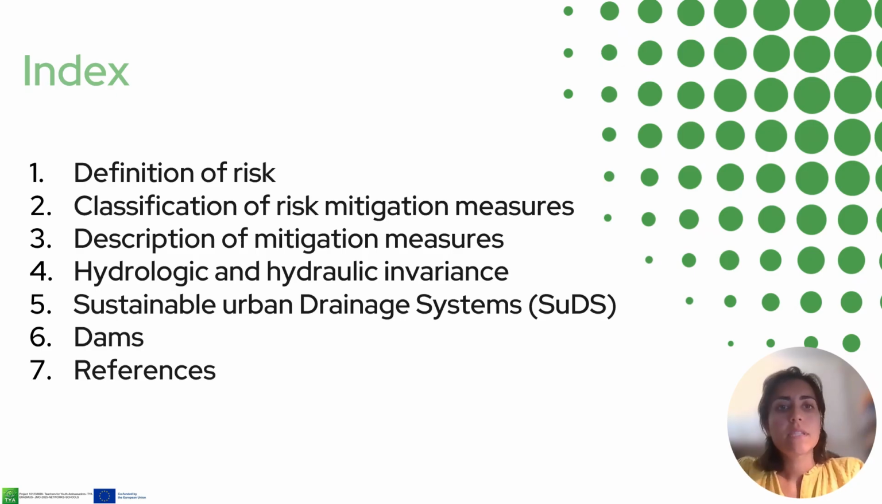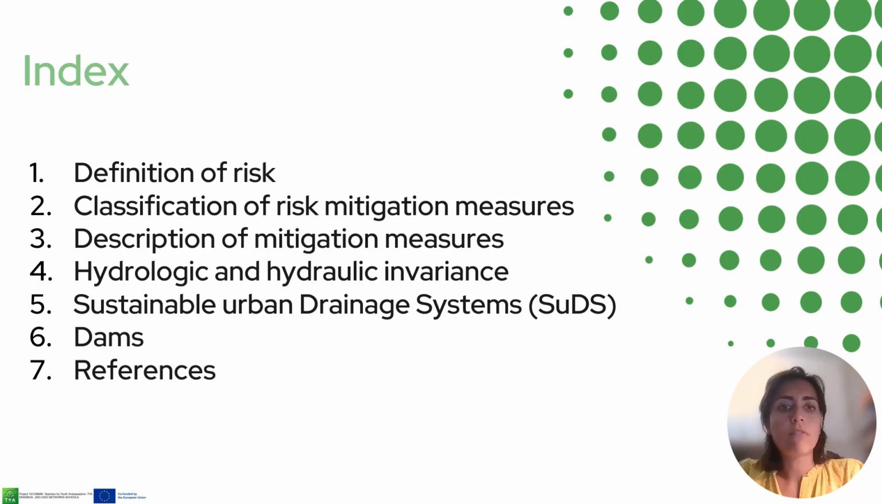This slide gives us the roadmap for this lesson. We will begin with a definition of risk, clarifying what we mean by this term in the context of natural hazards and urban environments. Then we will move to the classification of risk mitigation measures, distinguishing among the different types of strategies that can be applied.